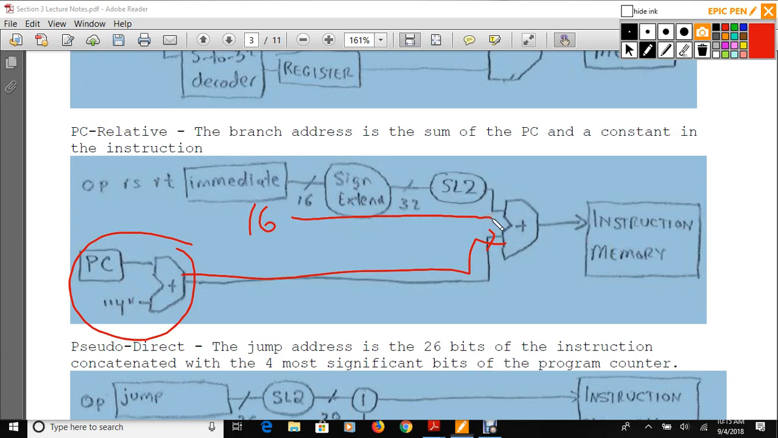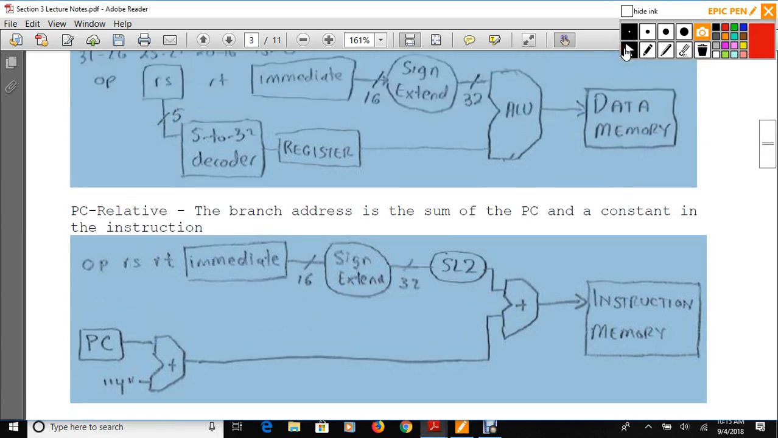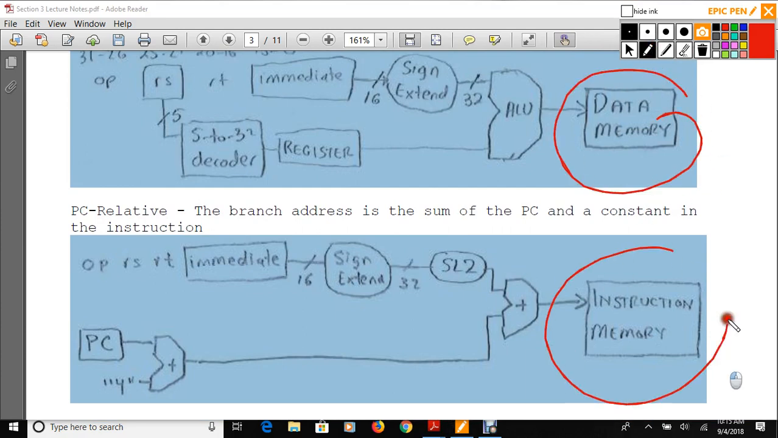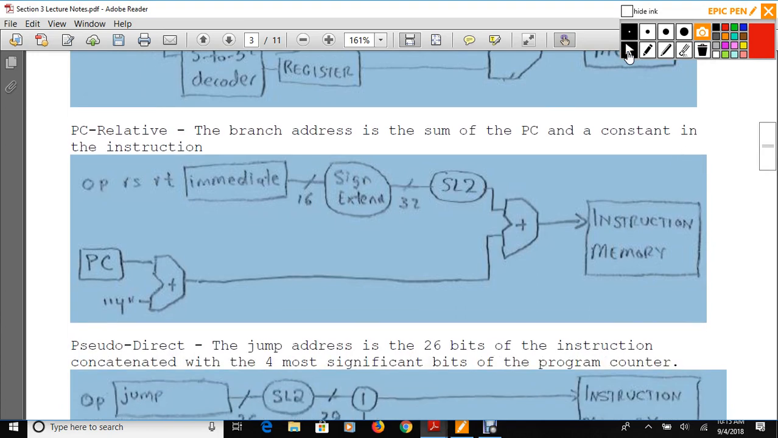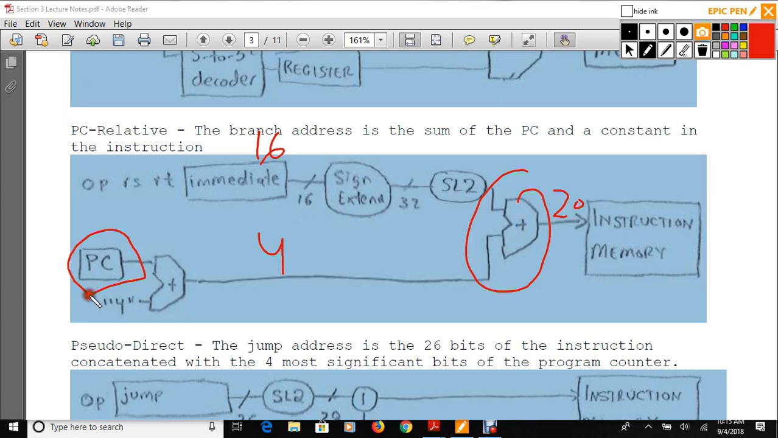And instead of going to data memory, and if you look here, you see the difference between data memory and instruction memory. The instruction memory tells me, all right, I want to go a total of 5 instructions. So this is 16 here. This is 4. So the output is 20 plus PC. So this is PC plus 20. And PC is just a common term for program counter.